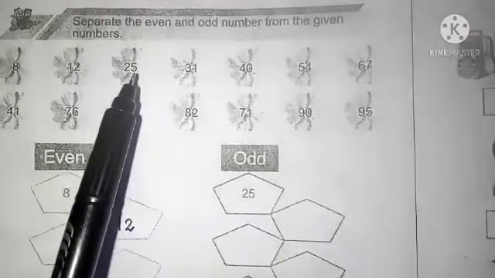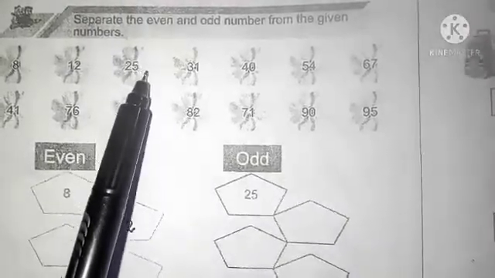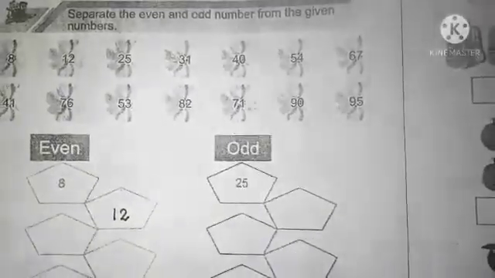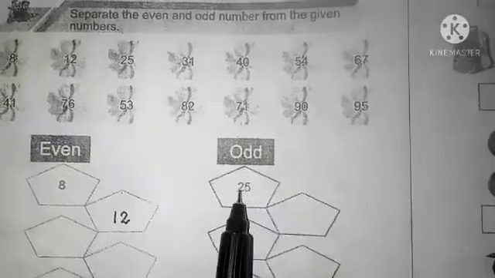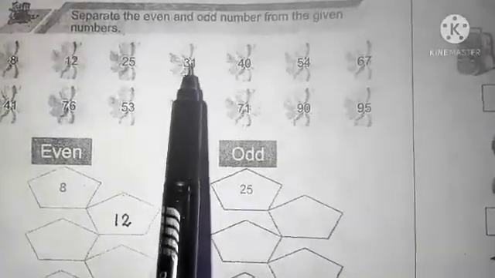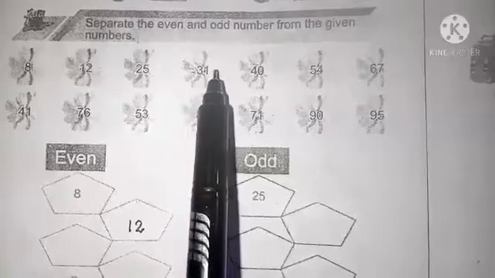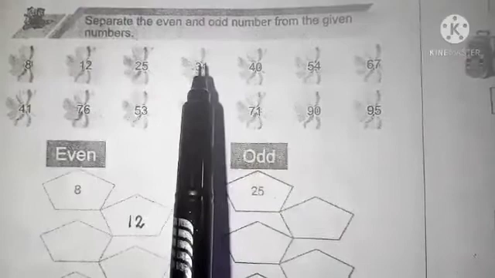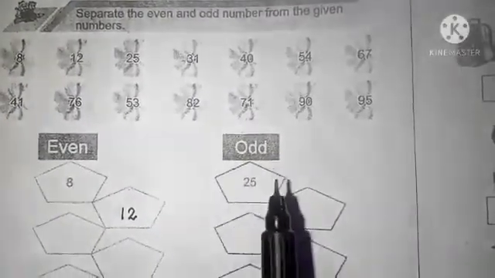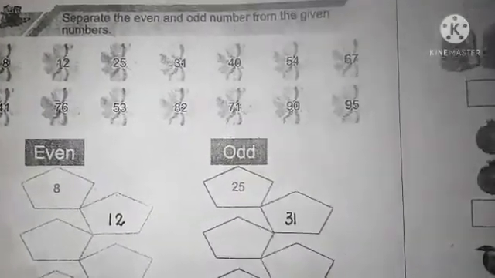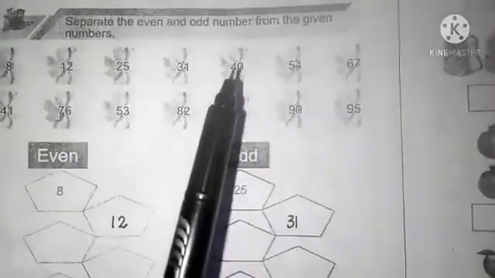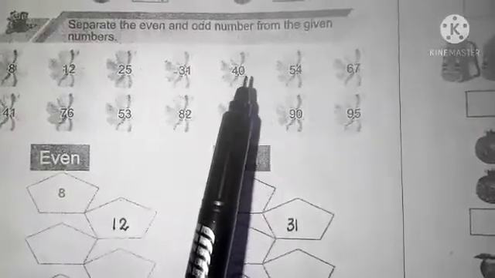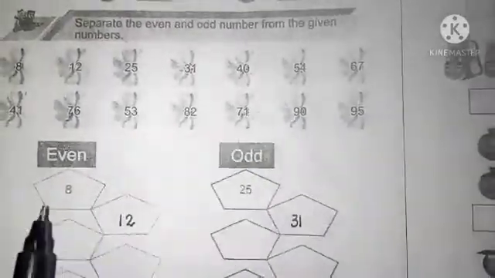The next number is 25. It has 5 in its ones place, so it is an odd number. We will put the 25 into the odds column. As it is already written here, the next number is 31. It has 1 in its ones place, so it is also an odd number. We will put the 31 into the odds column. The next number is 40. It has 0 in its ones place, so it is an even number. It will go into the evens column.